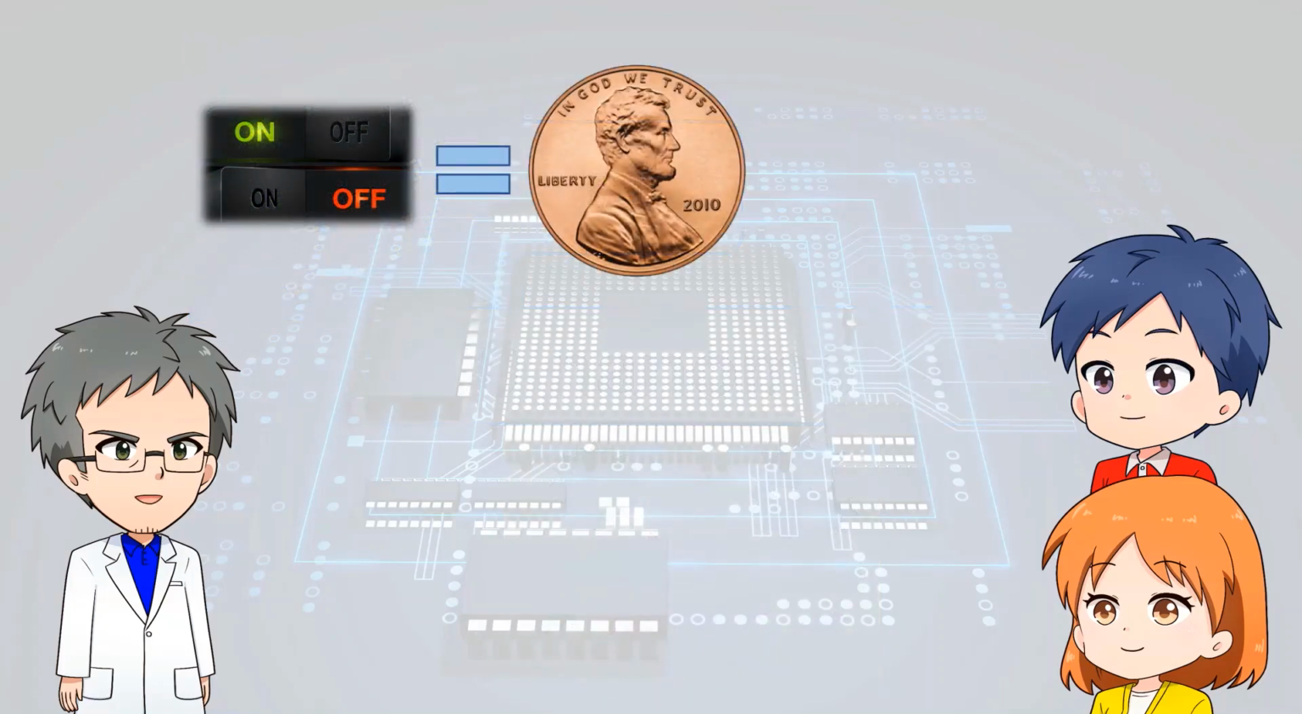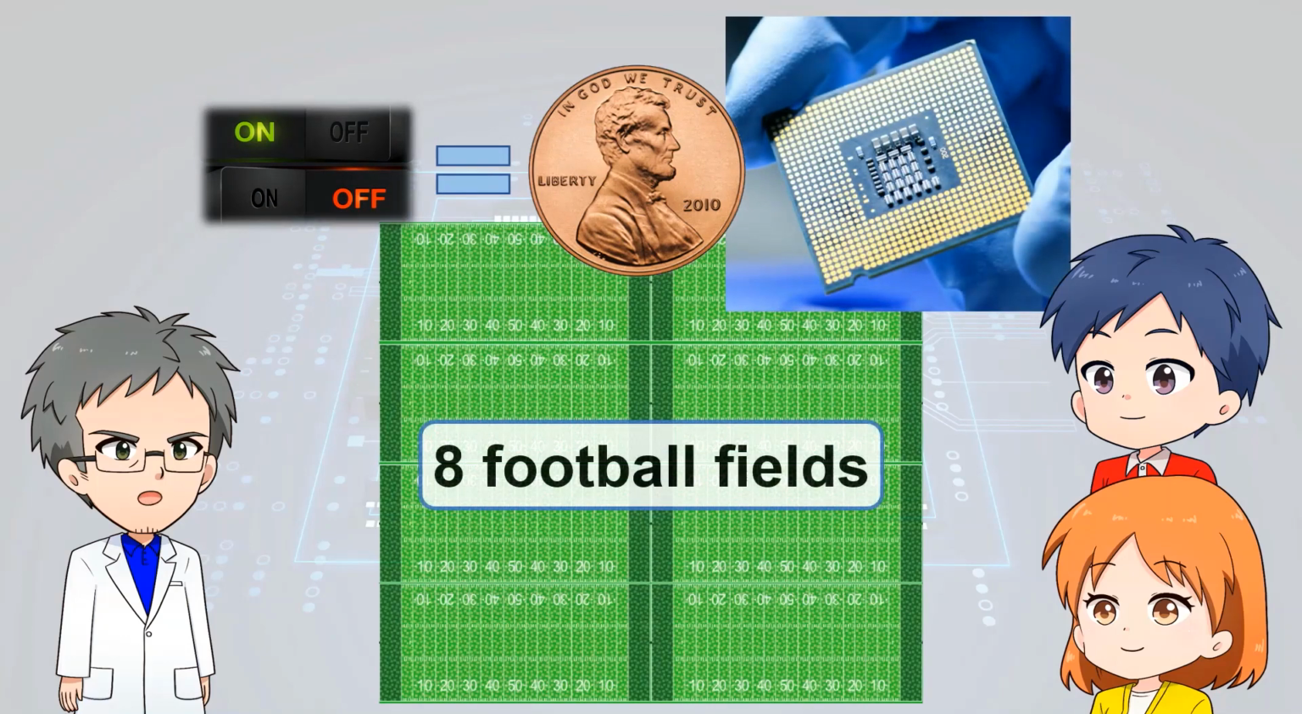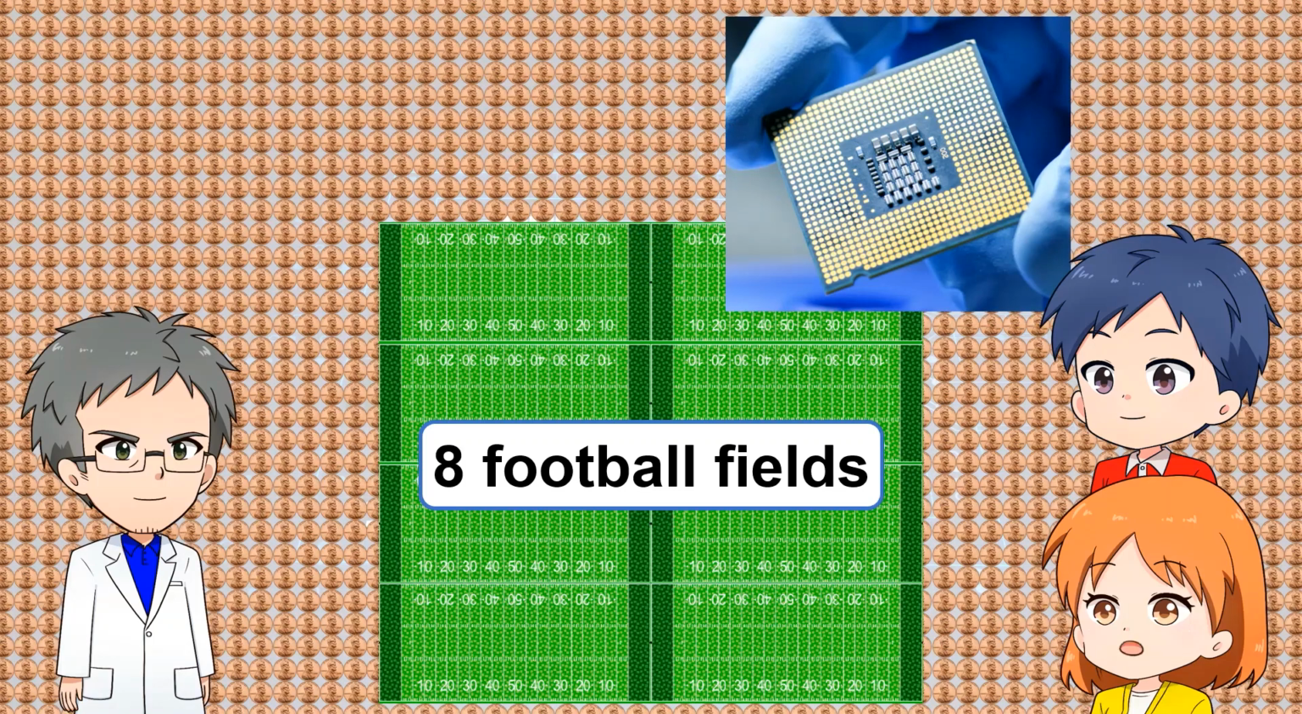If the size of the switch is the same as a 1-cent coin, a 1-cent coin-sized CPU will be as big as 8 football fields. So 8 football fields are filled up with coins? Yes, a field of coins for as far as you can see. The world of computers is often far removed from our regular lives. Have there been other types of progress?